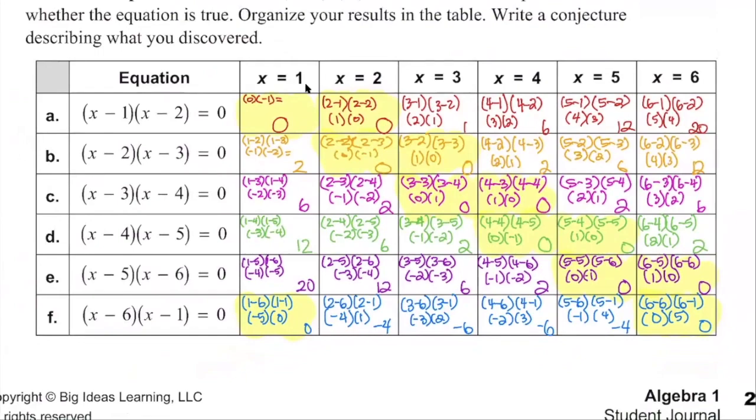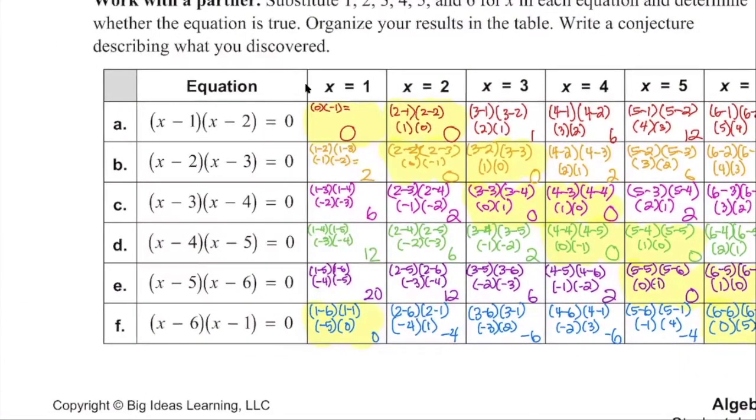So if you go back through and look through all the answers and all the work, we're getting all of these numbers. Some are very similar, some are the same, but then you notice the zeros. Whenever you get a zero, that is what is considered a solution. That means we successfully solved that equation. So that means looking at equation A, 1 and 2 are solutions.